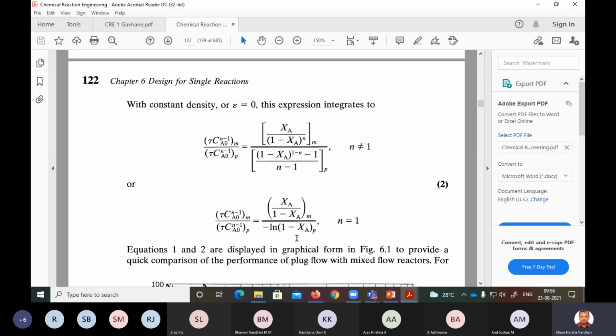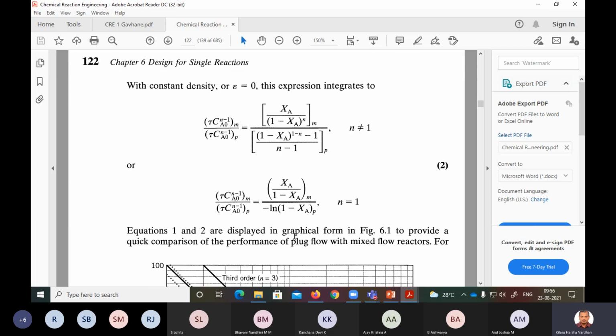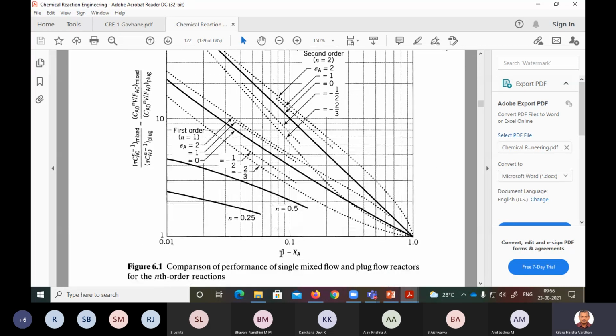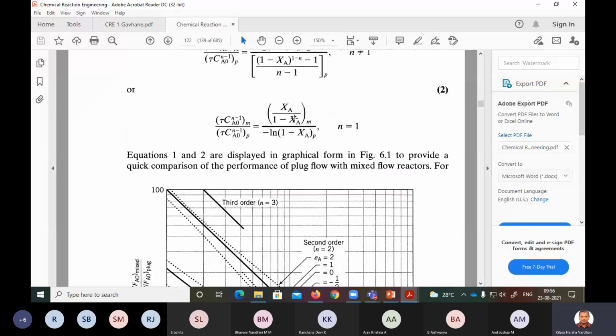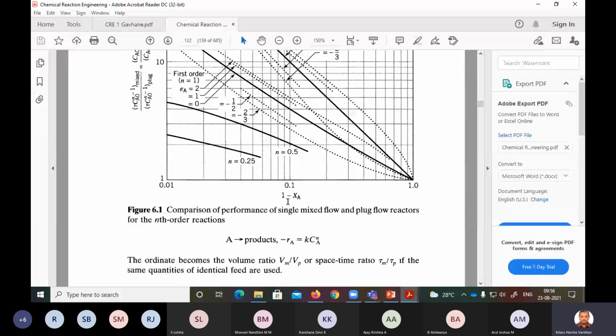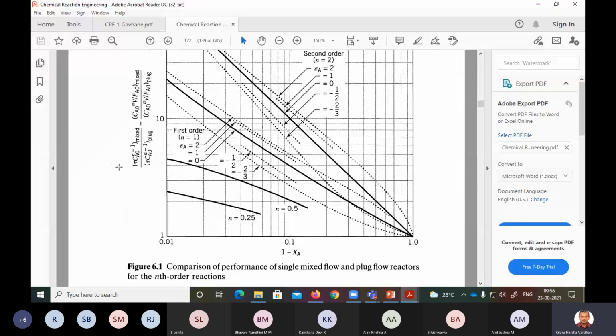Now, these two, what we do is, we try to put on a graph. Now, this is the graph. I am putting 1 minus XA on the x-axis because on both sides 1 minus XA is there, and tau CA naught n minus 1 for mixed divided by tau CA naught n minus 1 for plug. Or if you know CA naught V and FA naught, you can compare that also.